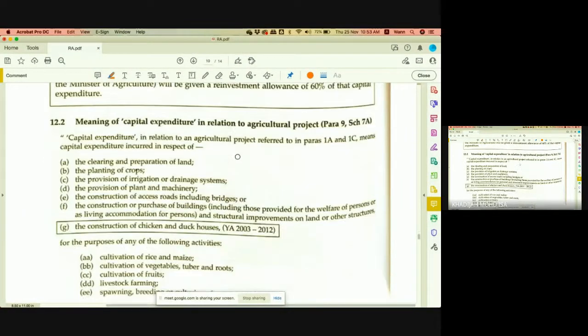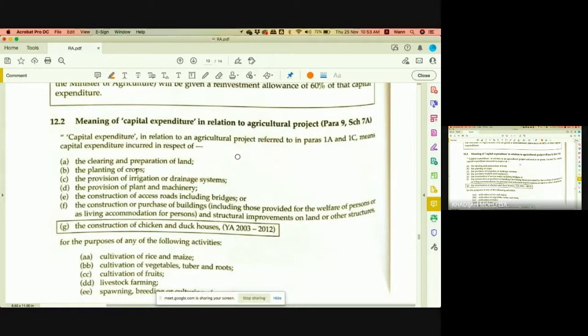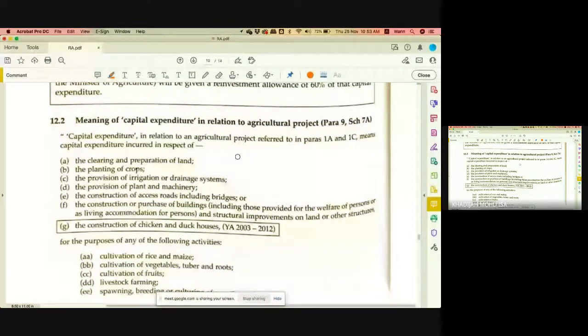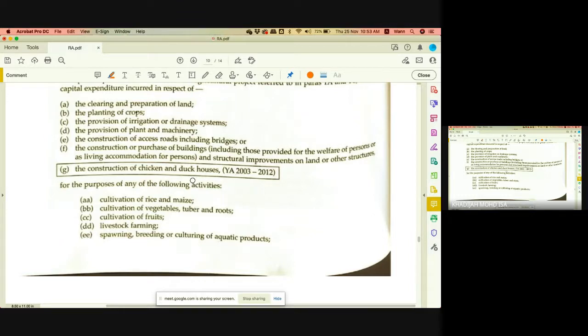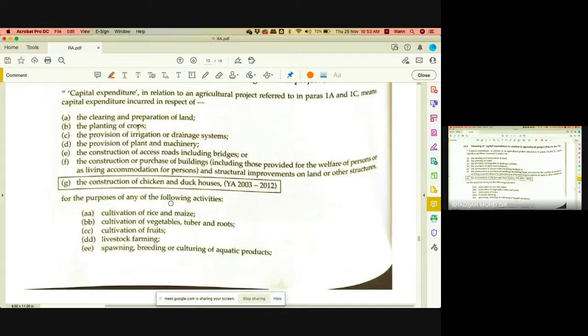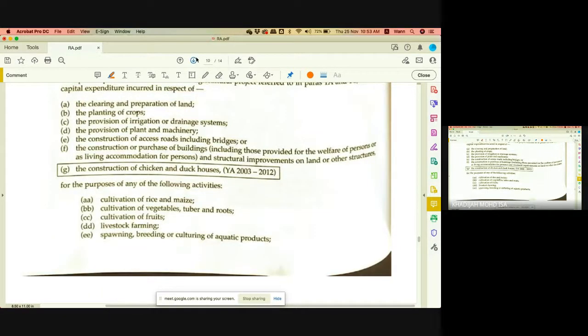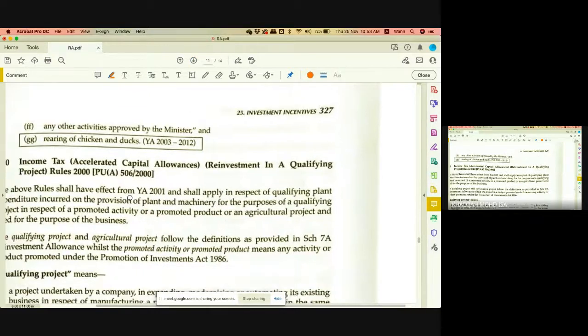What is capex here? Capex under agriculture project means the clearing and preparation of land, planting of crops, provision of irrigation, plant and machinery, access road, and then construction or purchase of building, including living accommodation, right? All right, chicken and ducks again is deleted. For the purpose of any of the following activities: cultivation of rice and maize, cultivation of vegetable, tube and roots, cultivation of fruits, livestock farming, spawning, breeding, or culturing of aquatic products. Yeah, so that is on the agriculture. And then any other activities approved by the minister.